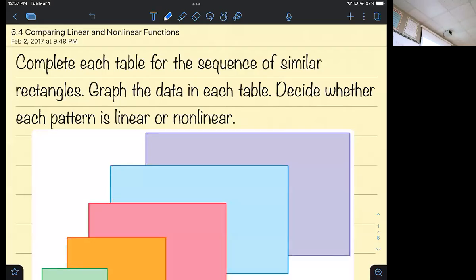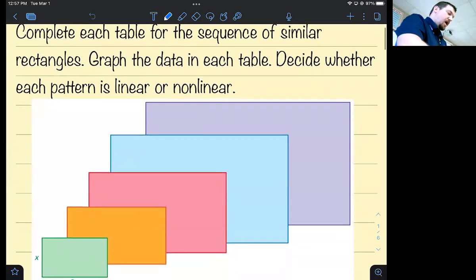All right, 6.4, comparing linear and non-linear functions. First problem we have here says complete each table for the sequence of similar rectangles. Graph the data in each table and decide whether each pattern is linear or non-linear.